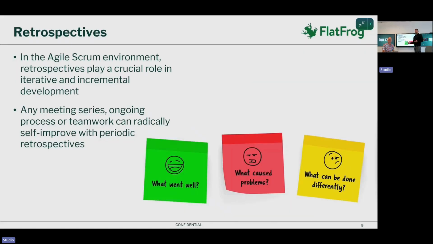Well, what are retrospectives? In the agile Scrum environment, retrospectives play a crucial role in iterative and incremental development. Any meeting series, any ongoing process or teamwork can radically self-improve with periodic retrospectives. And self-improve is the key here. You want a team to be engaged and you want a team to self-improve. Here are the key things to acknowledge and identify. So what went well, good things, what caused problems, bad things, and what can we do about them? What can the team do about them themselves?